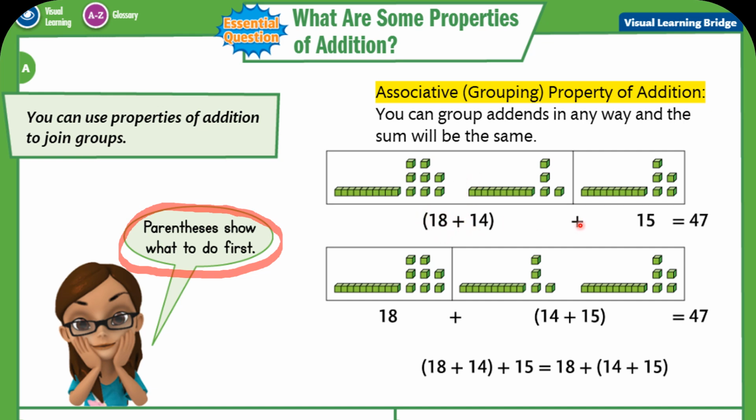18 plus 14 plus 15 equals 47. And 18 plus 14 plus 15 equals 47. All right? And they just show it like that right there. Okay? Let's go ahead and look down at our other properties. Here we go.